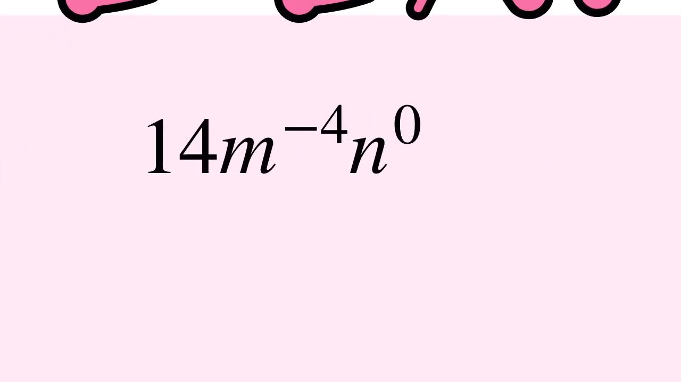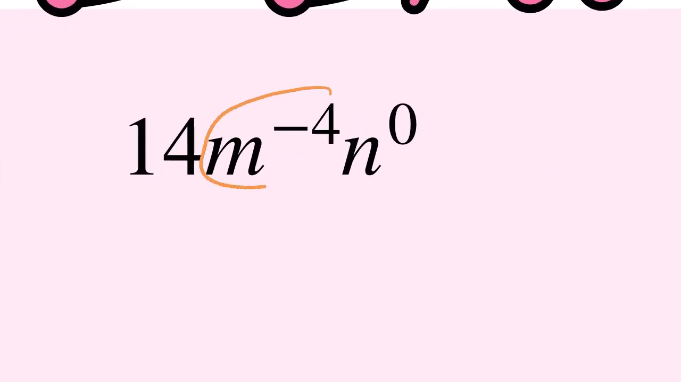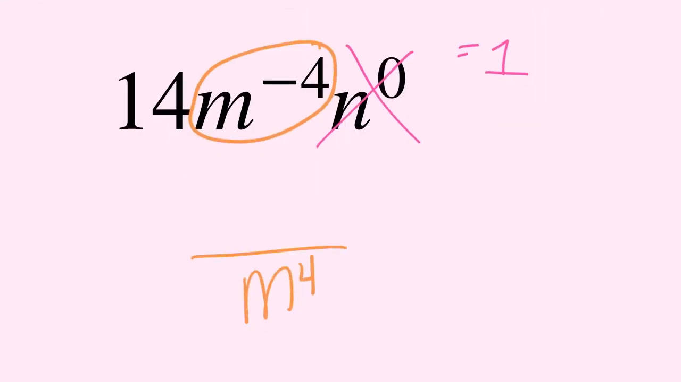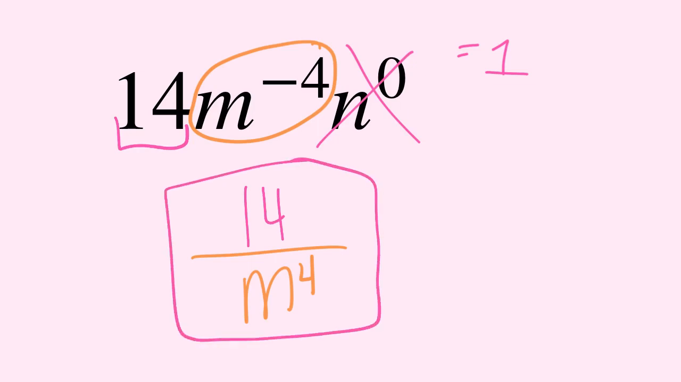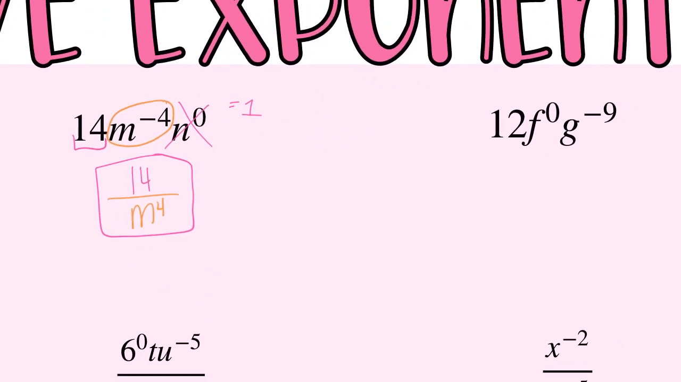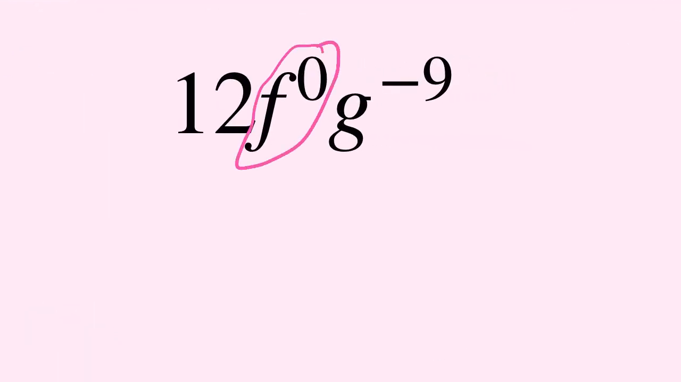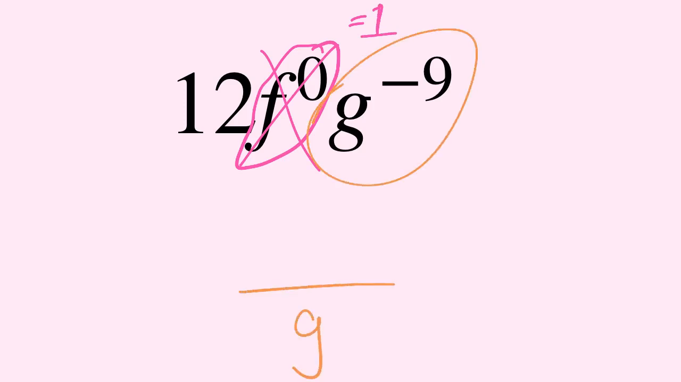In the next example, it's kind of similar. So we have a negative exponent here, so that's going to go to the bottom, m to the 4th. This we don't really need to write because it just equals 1, and it's not going to do anything if we leave it there. And then this piece would stay on the top, so we're going to have our 14 left on the top. The next one's very similar. So I have a 1 right here, which means I don't really need to write it because it just equals 1. And then I have a negative exponent, so that's going to go to the bottom, g to the 9th, and then the 12 is going to stay on the top.